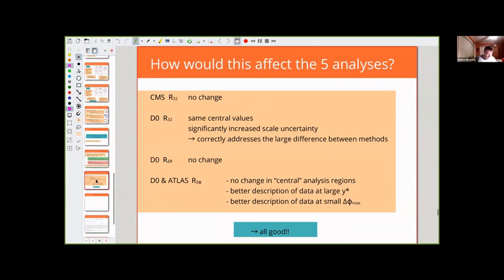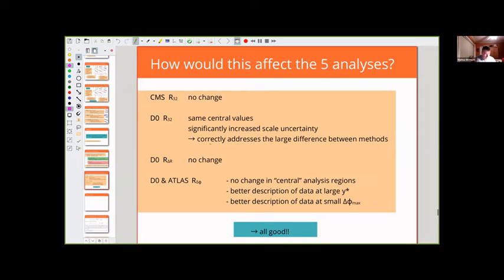So how would this affect, if we had done it this way, how would this have affected the analysis? The CMS R32 analysis, there would not have been any change, since the uncertainty band of the new method is always inside the uncertainty band of the standard method. In the D0 case, we would have remained with the same central values. However, the uncertainty band would have significantly increased because the other theory is significantly off. And that would have correctly addressed the large additional uncertainty that we have in this case.